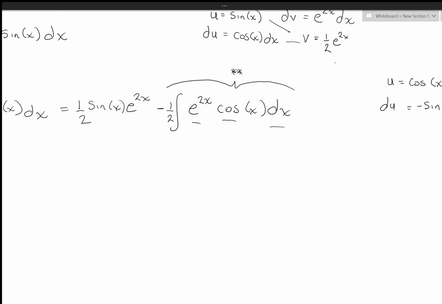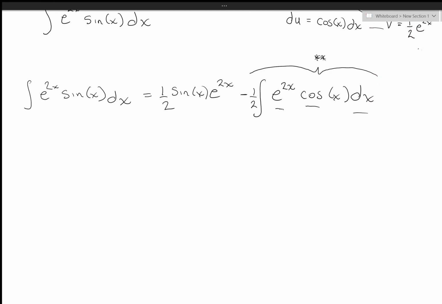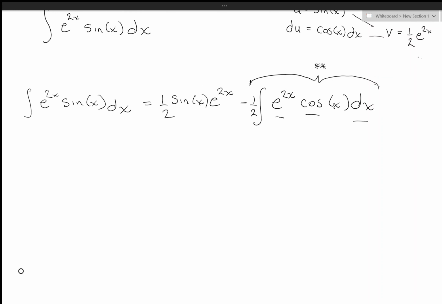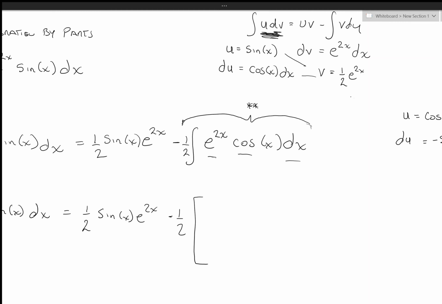So this guy right here, we can replace. Let's do that. Let's write everything out again. The integral of e to the 2x sine x dx equals 1/2 sine x e to the 2x. Now I'm going to put a minus 1/2, and I'm going to plug in the formula: it's uv minus v du.